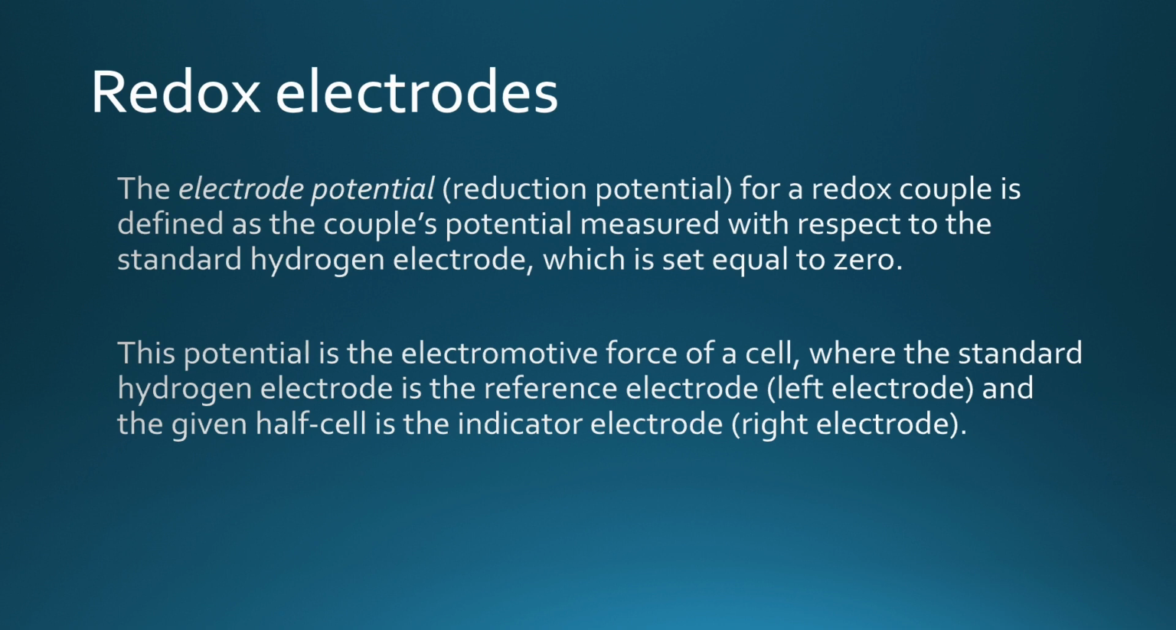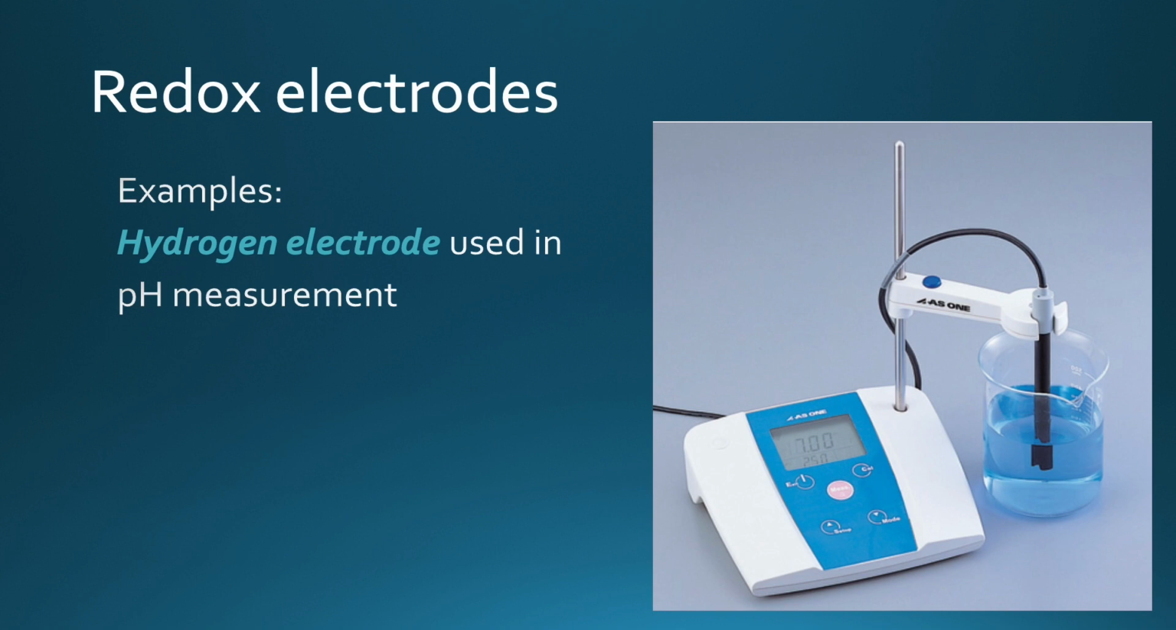Then the electrode potential for a redox couple is defined as the couple's potential measured with respect to the standard hydrogen electrode, which is set equal to 0. Anyway, we'll just skip this one. An example of a redox electrode is the hydrogen electrode used in pH measurement.